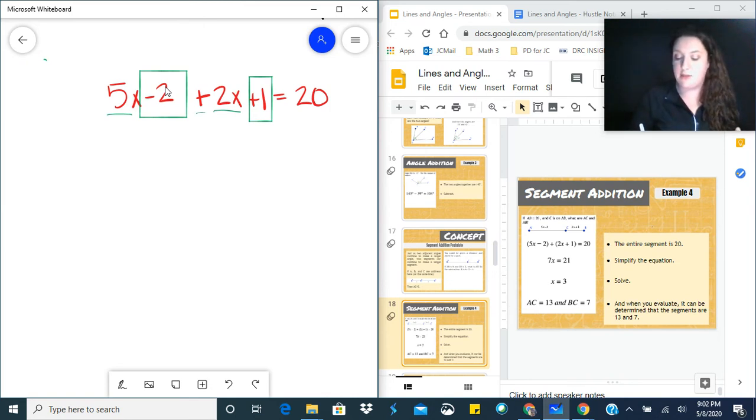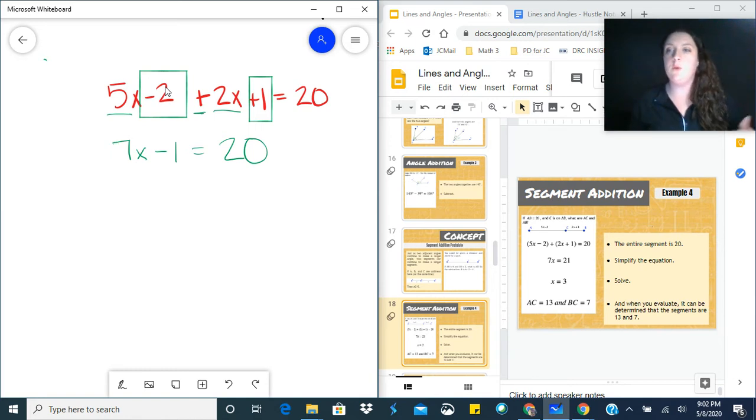5x, always look at the one before the second number, plus 2x is 7x. Negative 2 plus 1 is negative 1. It's a little less scary now, right? Because now we have 7x minus 1 equals 20. What's the next thing we do?